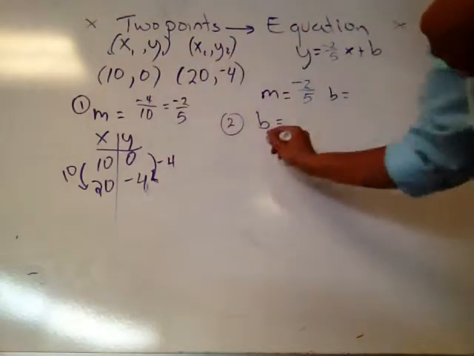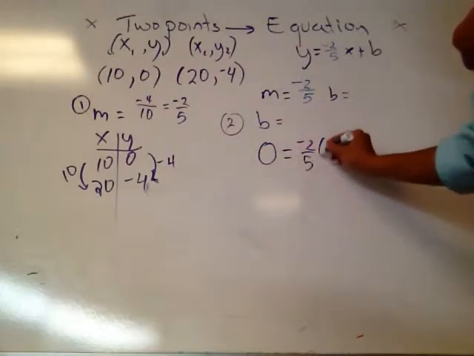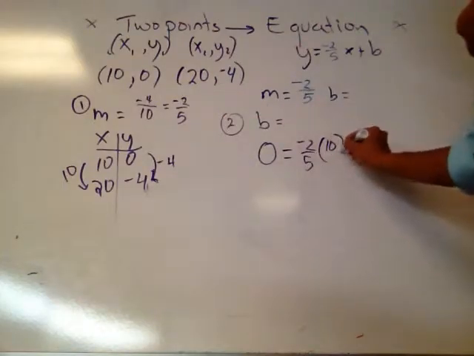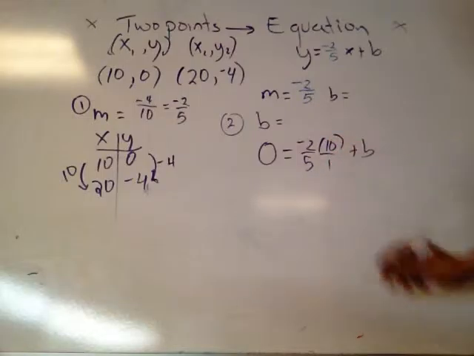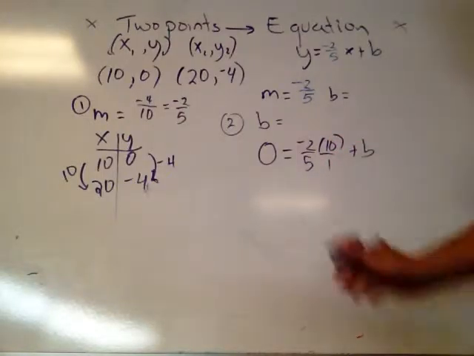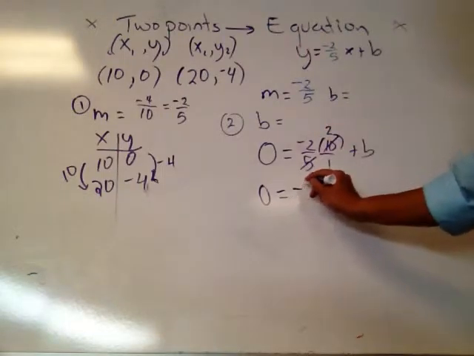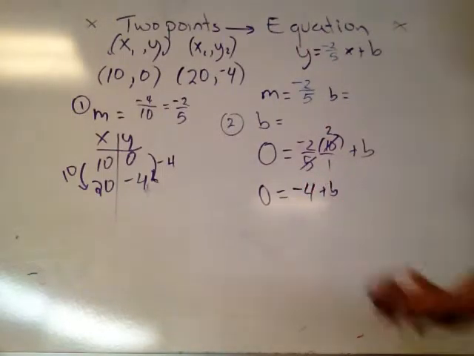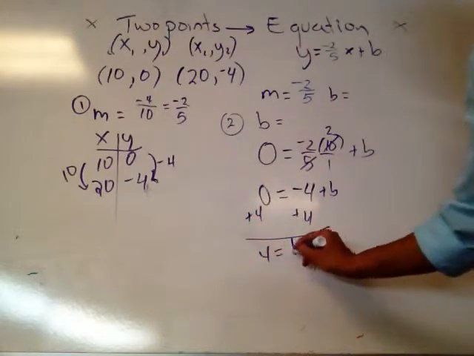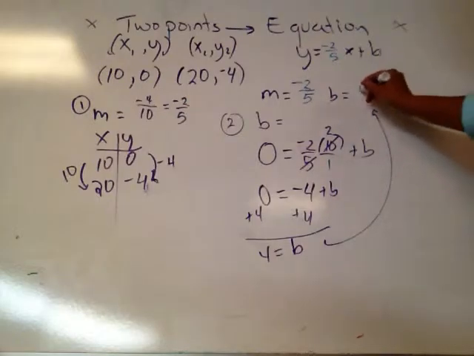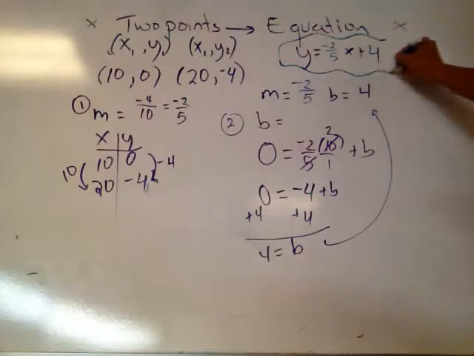So y is 0, so I'm going to plug 0 in. The negative 2/5 is what I already know. X is 10, and what I want to solve for is b. All right. So now I'm just going to go ahead and solve for b. So I've got 0 equals, again, this reduces to 2, so I've got negative 4 plus b. All right, now it's add 4 to both sides, and I have 4 equals b. So now I know that this is 4. I can come back up here, and I have my equation of the line.